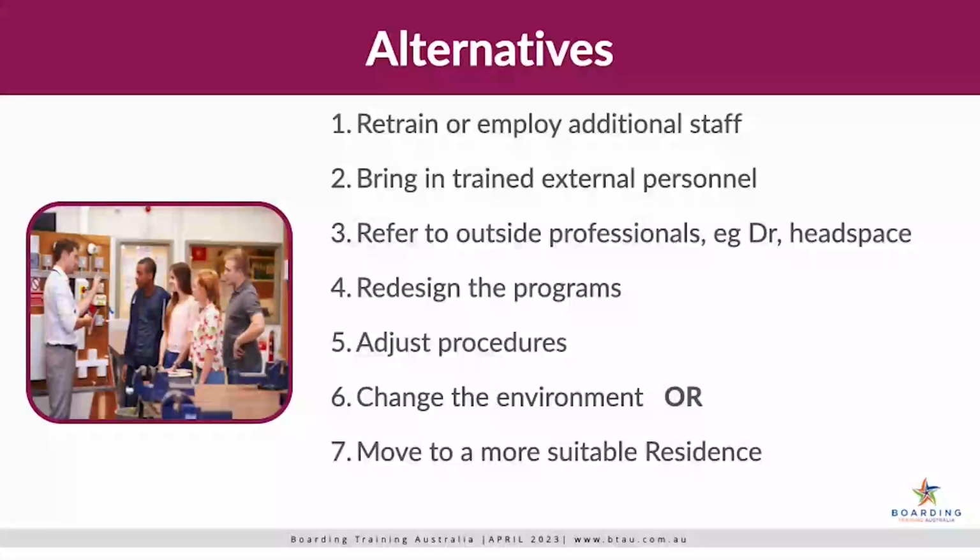The alternatives are to retrain or employ additional staff, to bring in trained external people, to refer to outside professionals such as doctors, headspace, as we talked about before, psychologists, counsellors, health professionals, redesign our programs, adjust procedures, change the environment somehow, or the bottom line is that if we can't do any of those, the student may need to move to a more suitable boarding school or boarding residence.